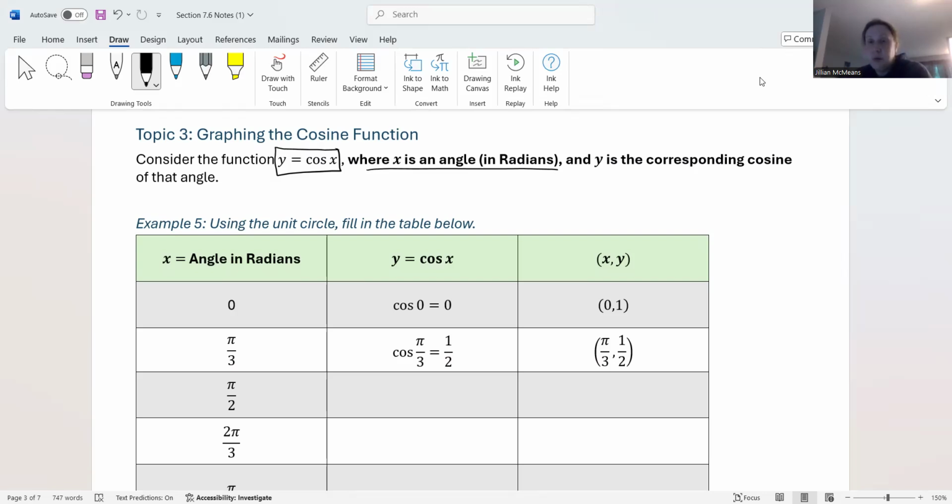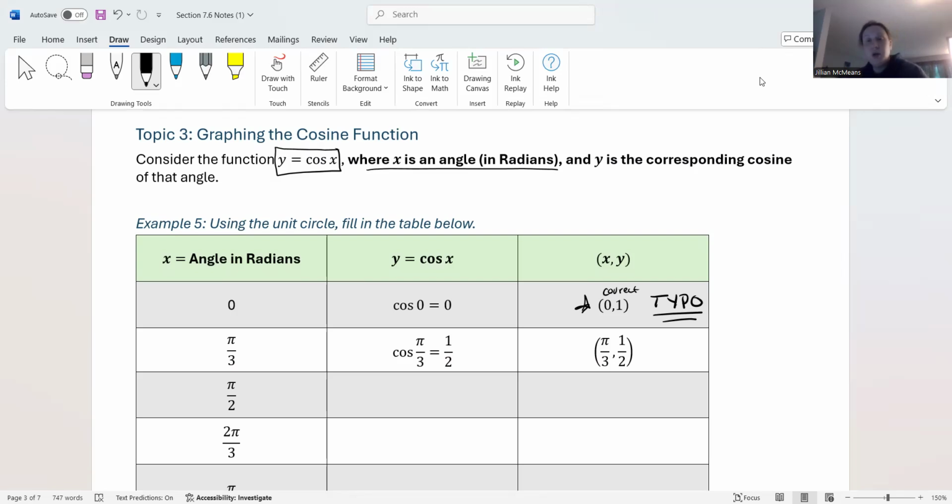I printed your worksheet a while ago. There may be a typo right here in your table, so be on the lookout for that, okay? I think I had the wrong point typed in initially, so double check and make sure you see this. This is correct right here.